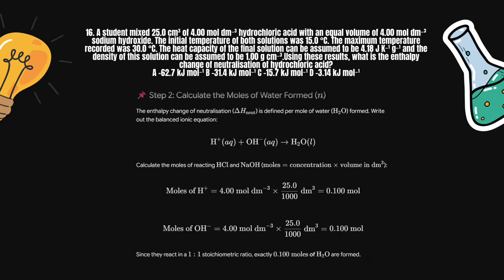Step 2. We need to find out how many moles of water were actually formed. Since the enthalpy of neutralization is defined per mole of water, using our moles formula, concentration times volume in cubic decimeters, we find that we have exactly 0.100 moles of hydrogen ions and the same amount of hydroxide ions. Since they react in a perfect 1-to-1 ratio, exactly 0.100 moles of water are produced.